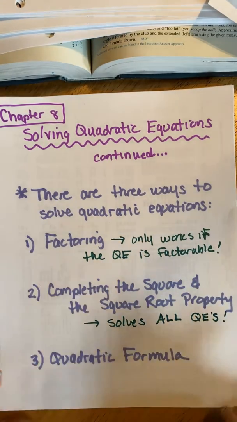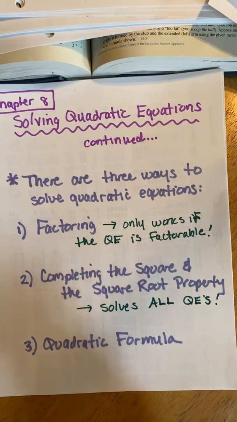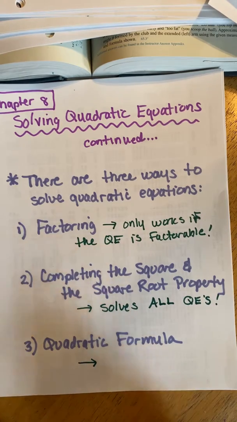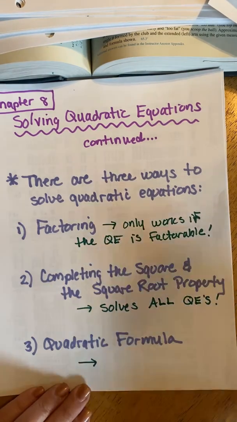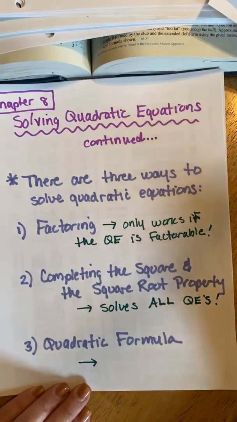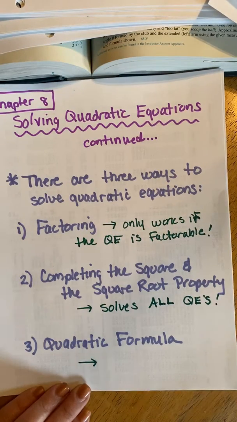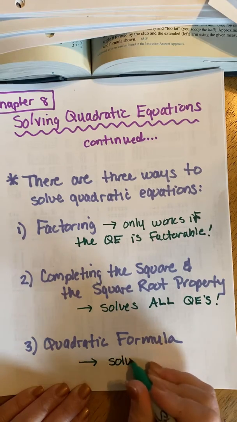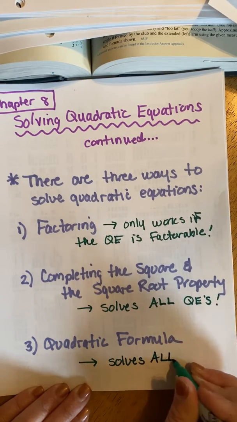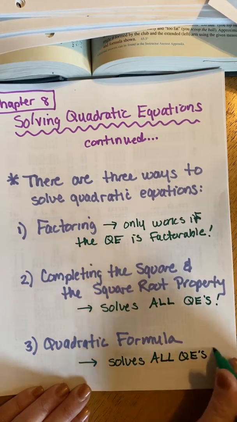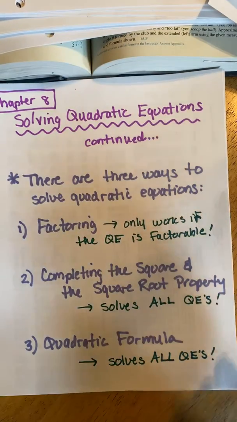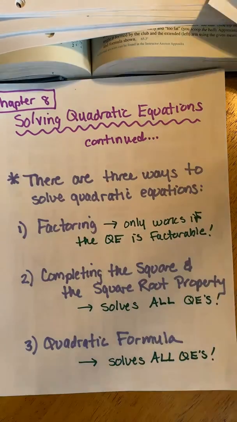Today, we're going to talk about a third method for solving quadratic equations, and that's called the quadratic formula. All good algebra students should know the quadratic formula. We use this in all levels of math from this point up if you are continuing in the algebra route. So this solves all quadratic equations. We can always complete the square and use the square root property. We can always use the quadratic formula. Factoring only works if the quadratic equation is factorable.